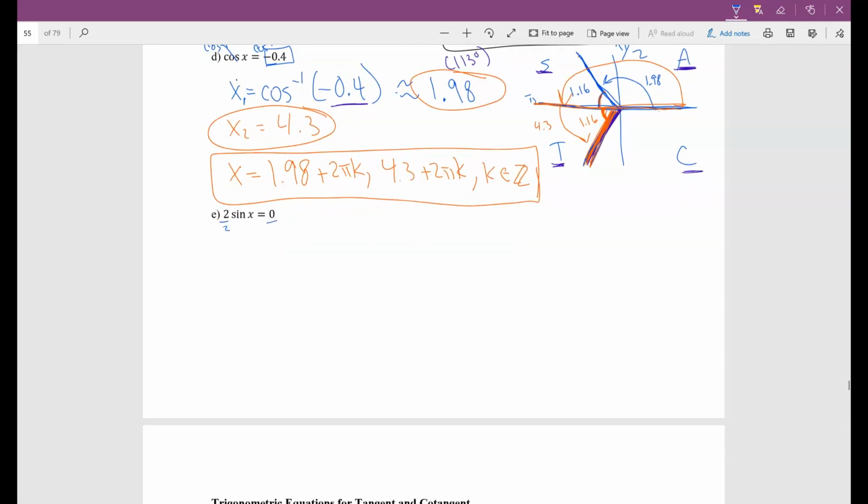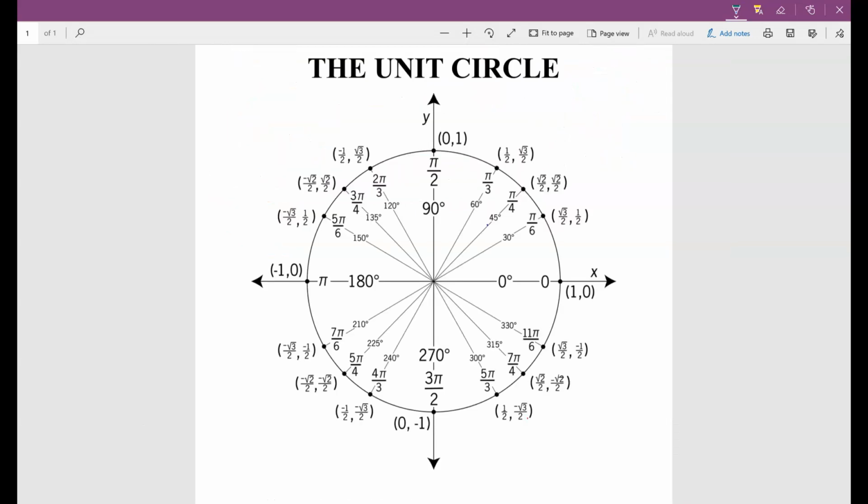So let's divide by the 2. So you're going to get sine of x is equal to 0. So now we need to figure out where exactly sine of x equals 0. Okay, so here's a unit circle. 0 is on the unit circle, so we're looking for all the y values. So here is 0, and here is 0.